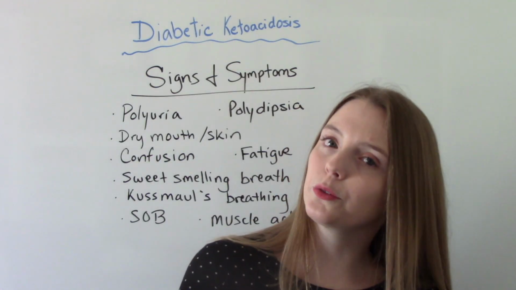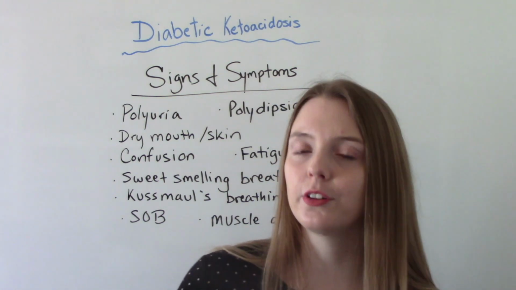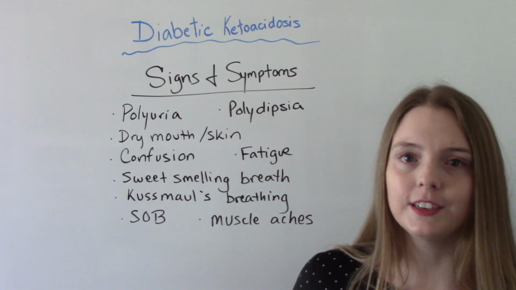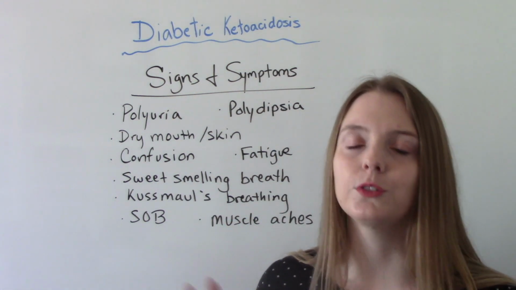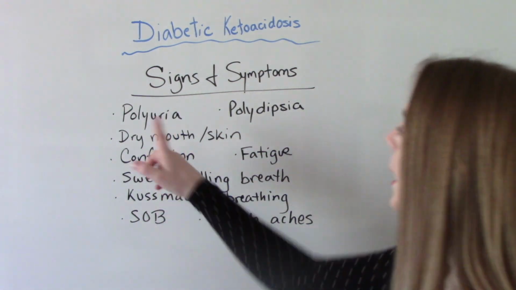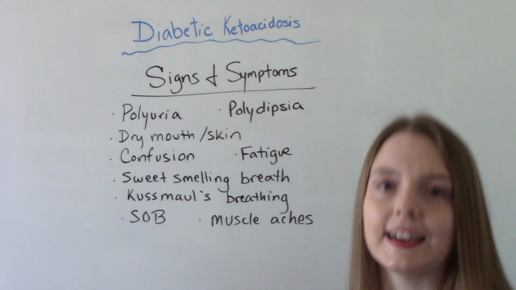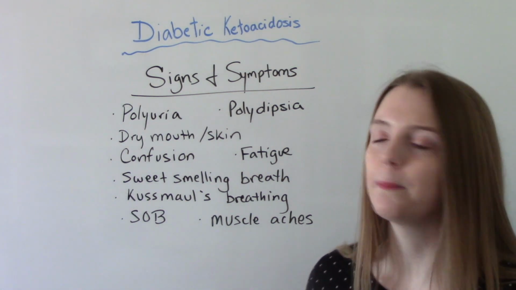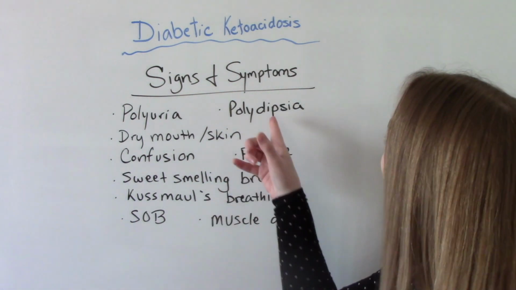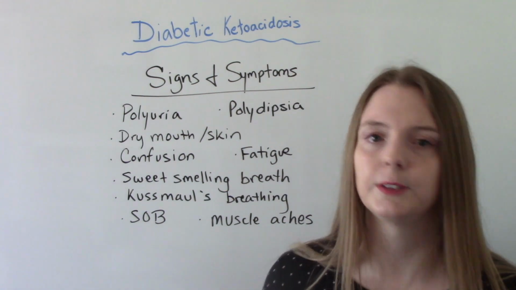And as we go through the signs and symptoms, I want to see if we can make a connection between the other things that are happening in the body. So the metabolic acidosis and the hyperglycemia, so those very high levels of blood glucose. So polyuria and polydipsia, those are of course very classic signs of hyperglycemia. So polyuria, frequent urination, and polydipsia, very, very thirsty, excessive thirst.